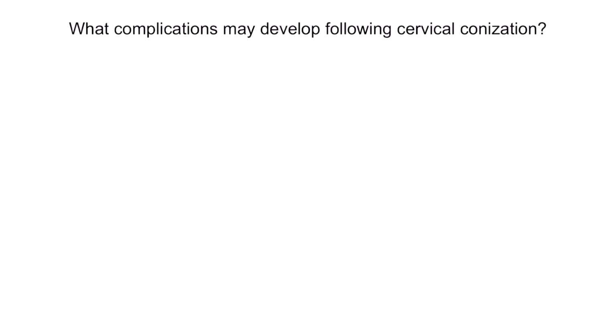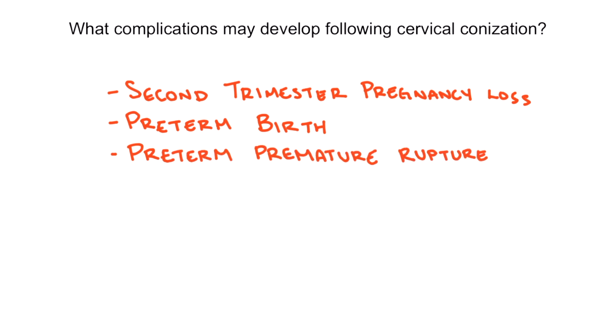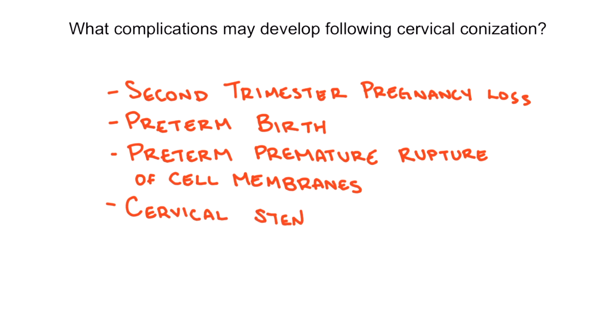What complications may develop following cervical conization? There are 4 potential complications that examiners want students to know about following cervical conization. Those are second trimester pregnancy loss, preterm birth, premature rupture of membranes, and cervical stenosis. All of these complications occur because cervical conization disrupts the integrity of a healthy cervix, which may interfere with its normal function.